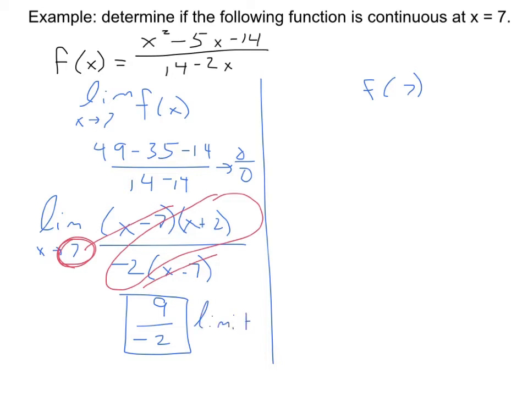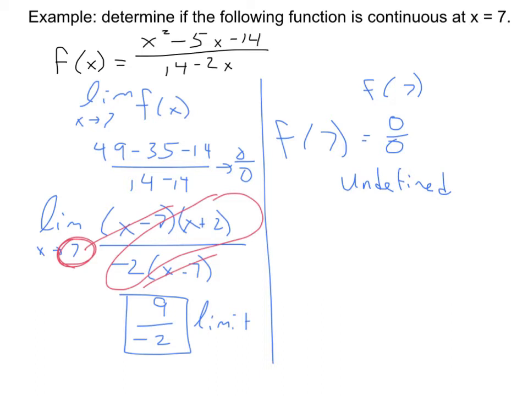Now, what about when I actually try to do f of 7? What happens when I plug 7 into this function? Well, when I plug it in, I end up with 0 over 0. And 0 over 0 is undefined. Now, you may be thinking, oh yeah, but over here I can just cancel them out. That works for the limit.